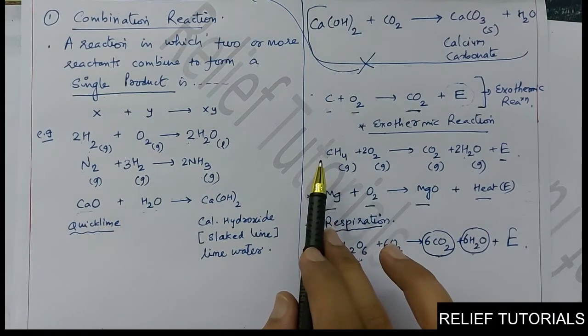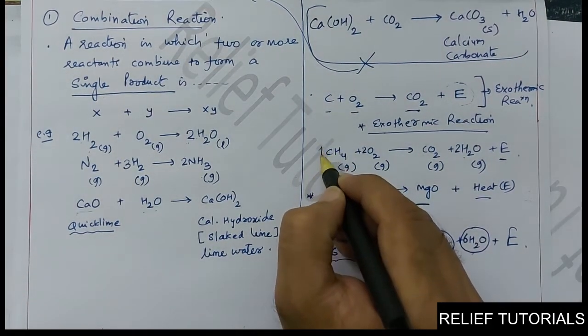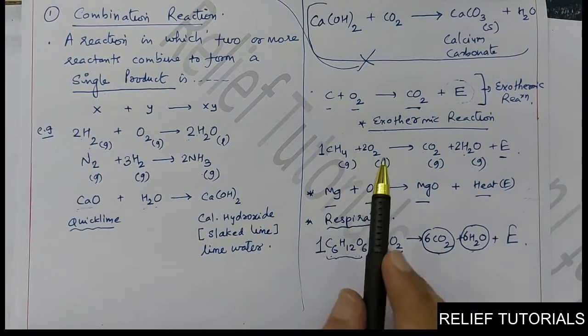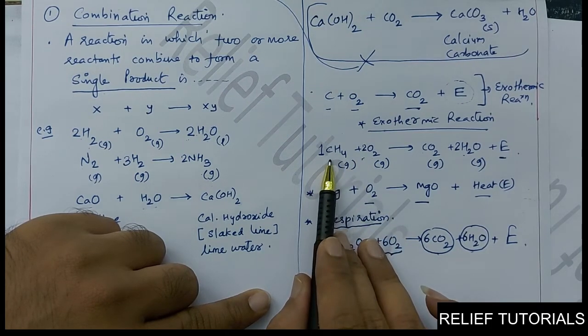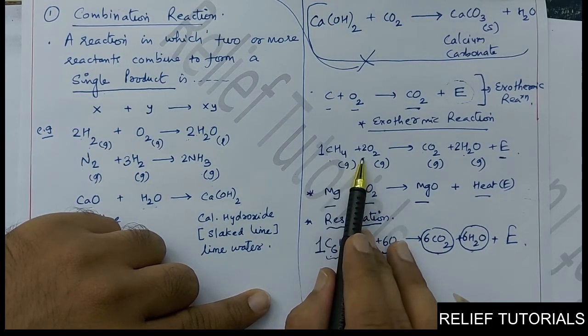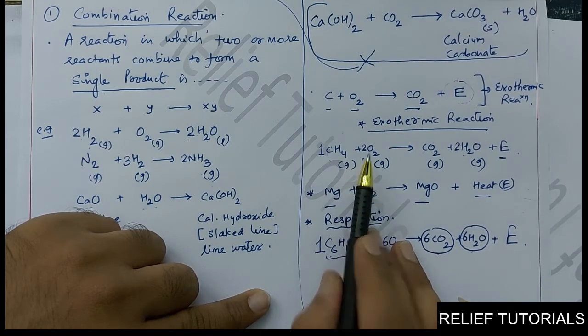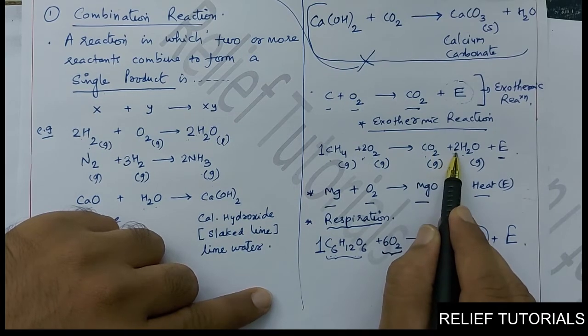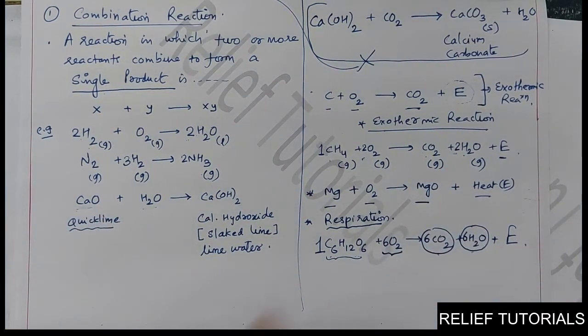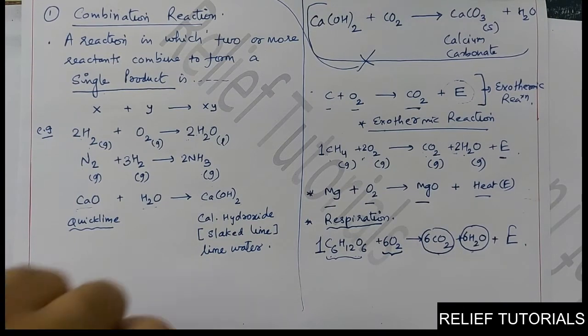Just like here, one molecule of methane, when burnt, requires 2 molecules of oxygen for complete combustion. Okay, so one molecule of methane, when burnt, uses 2 molecules of oxygen from the surroundings and gives you 1 molecule of carbon dioxide and 2 molecules of water. So if you don't balance the equation, you cannot get the complete idea of how many molecules are taking part and how many molecules are going to be obtained at the end of the reaction.